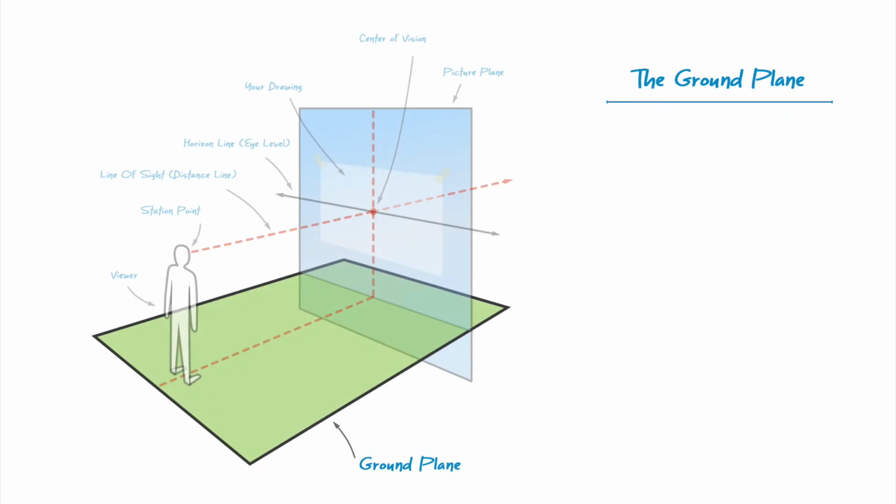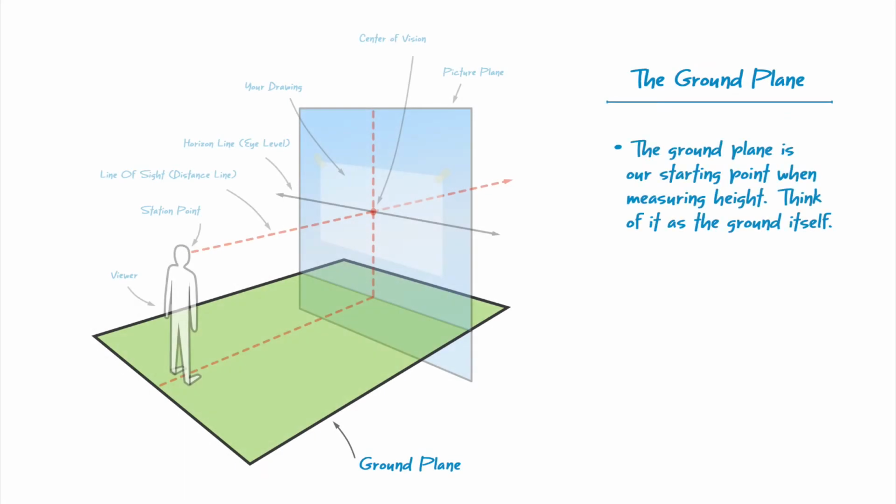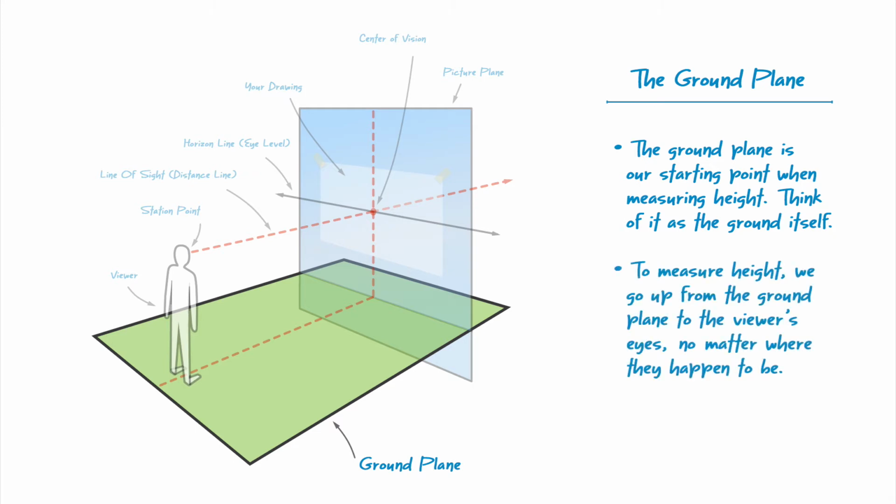The ground plane. Think of the ground plane as our starting point to measuring height. We measure up from the ground to our viewer's eyes. This usually has nothing to do with the actual physical height of our imaginary viewer. If we have him looking out of a third-story window, eye level will then be 3 stories high. If instead our viewer is laying on the floor, eye level will be inches off of the ground plane.